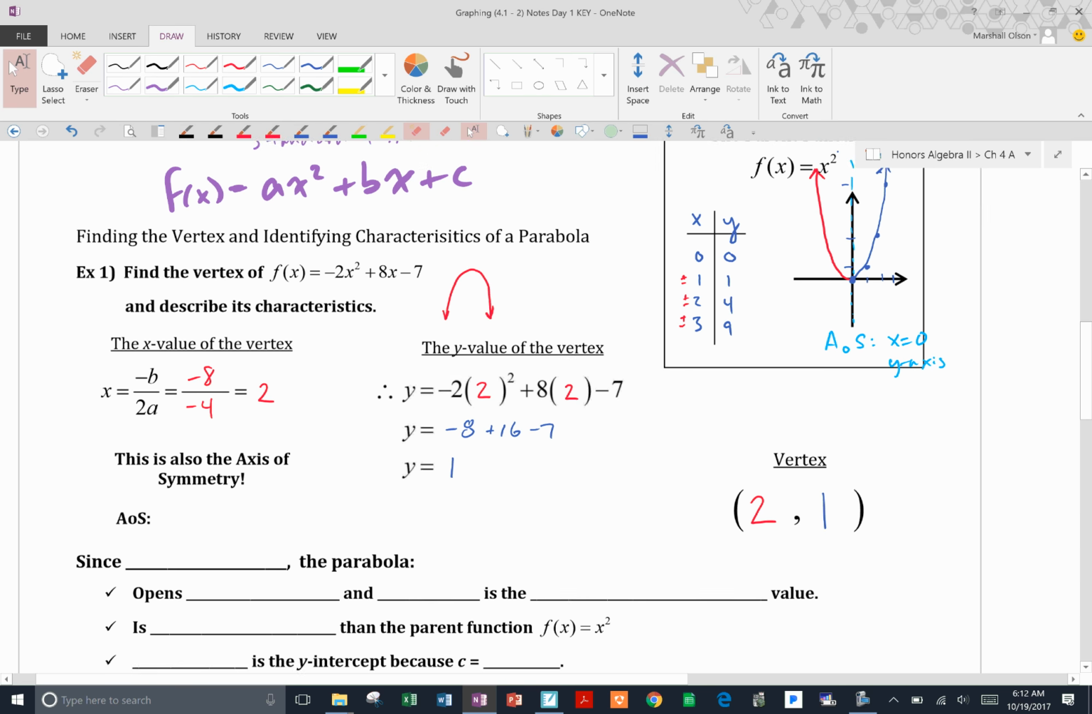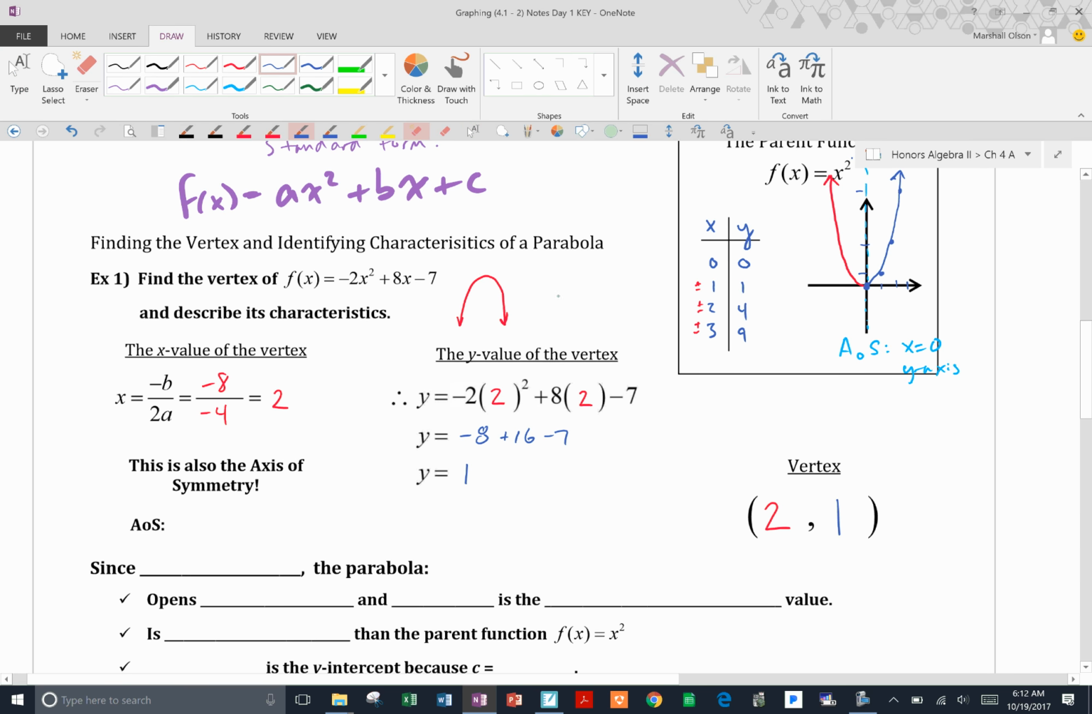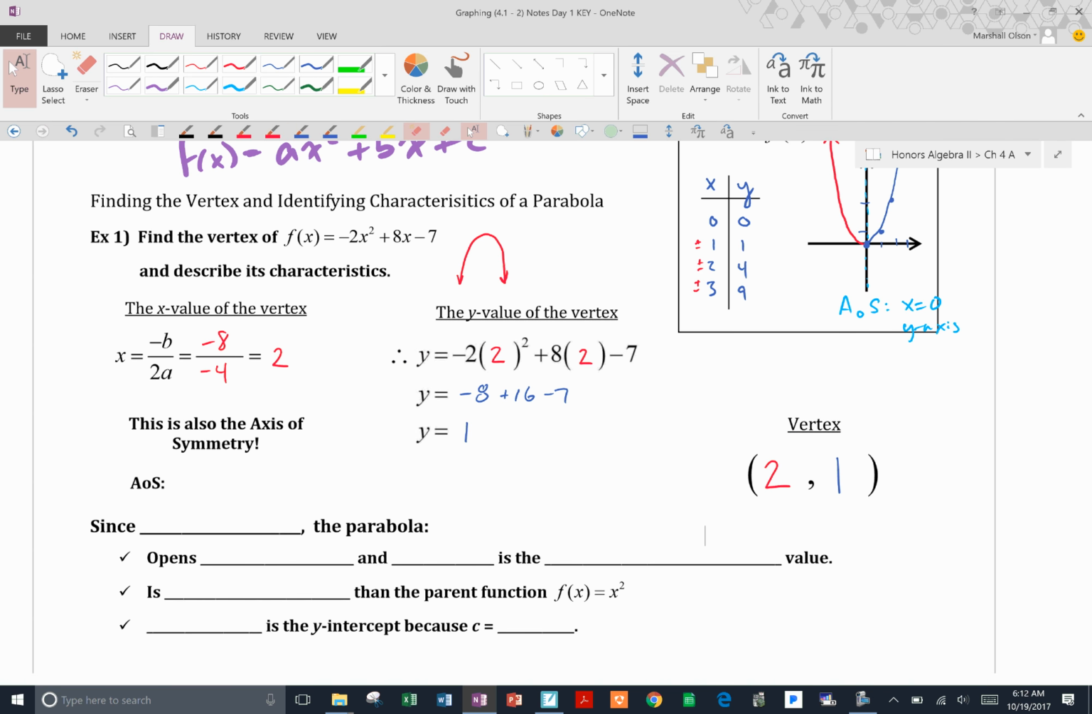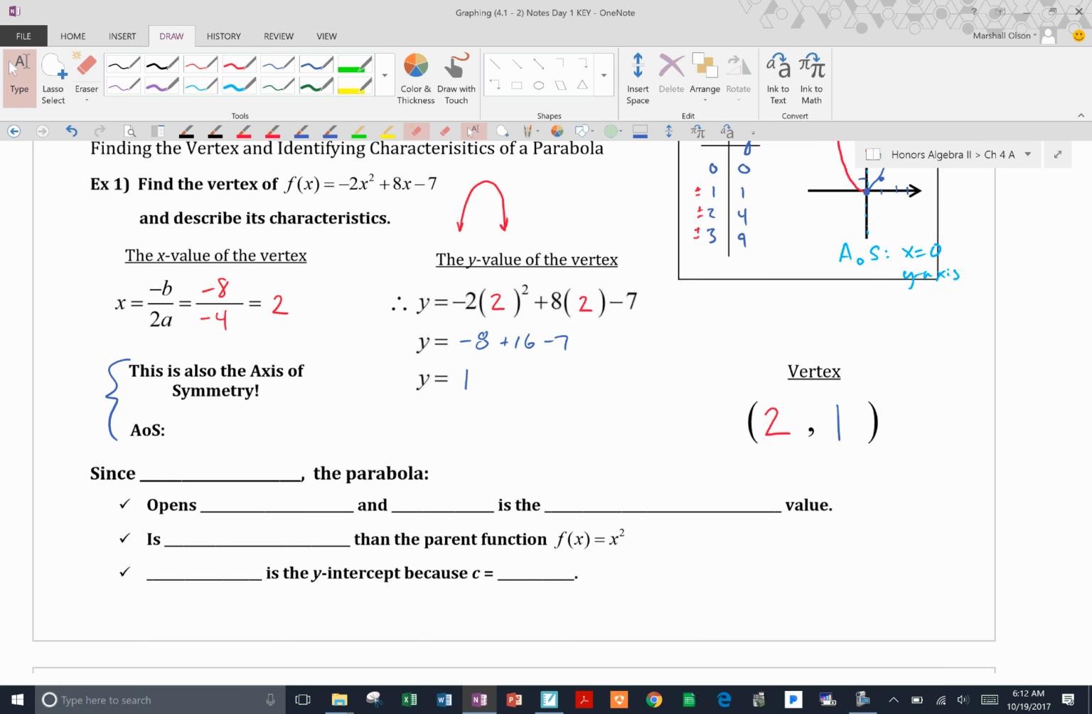So we know that instead of the vertex being at the origin, it's going to look exactly like y equals negative 2x squared with that as its vertex. We kind of skipped this part right here. The axis of symmetry gets shifted. It always has the equation x equals whatever the x value of the vertex is, since the vertex is on the axis of symmetry. So x equals 2 is our axis of symmetry.